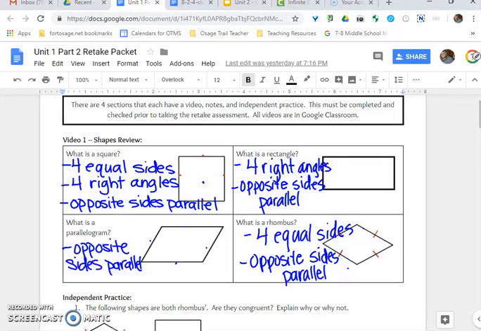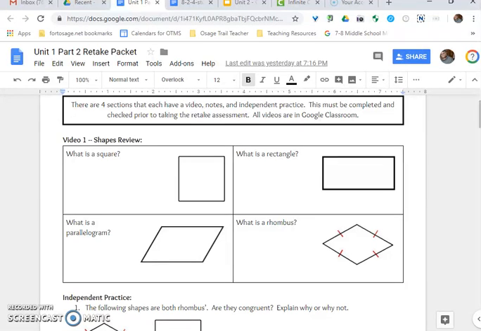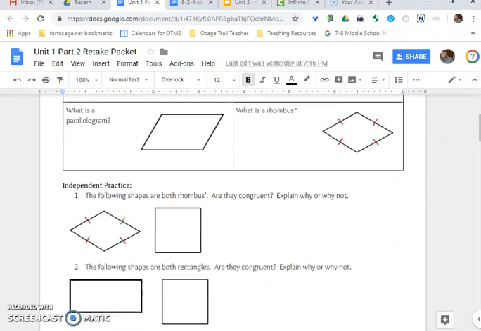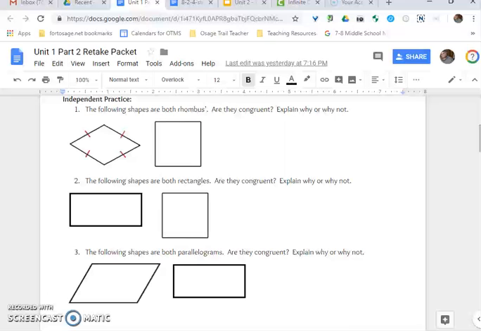Now, that is all I'm going over in the video. What I would like you to do next is you are going to look at that independent practice. I give you two shapes, and I want you to tell me if they're congruent. So like number one says the following shapes are both rhombuses. So both of those are rhombuses. Are they congruent? If yes, explain. If no, explain. And then 2 and 3 are also like that.